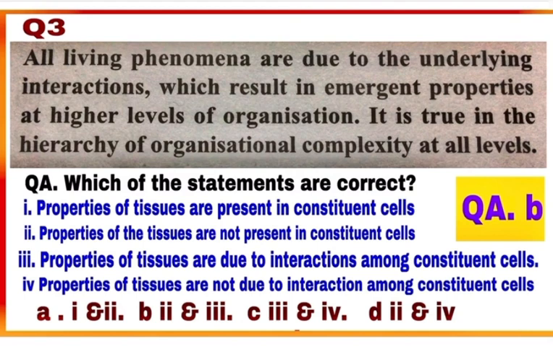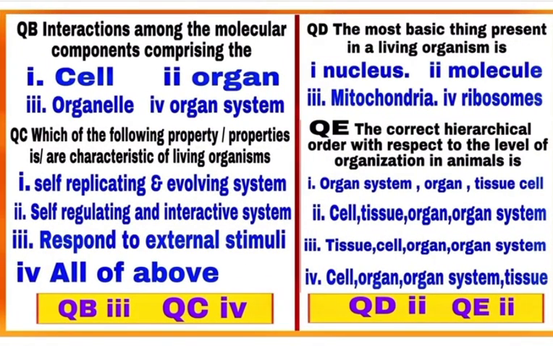The properties that are present in tissues are not present in their cells, but properties in tissues emerge because of interactions between cells. So correct option is B, second and third. Mark B. Question B. Interactions among the molecular components comprising the organelles, option 3. The properties of cellular organelles are due to interactions among their molecular components. So, mark 3 as a correct answer.